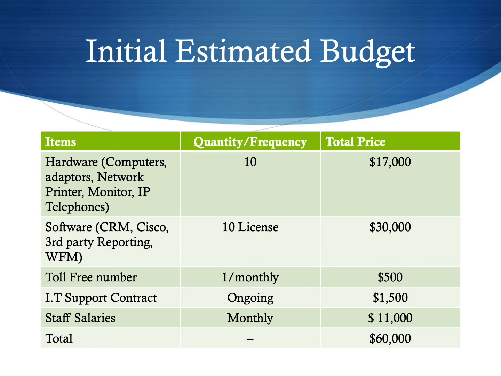Initial estimated budget. Let's itemize our list and let's start with hardware. Within hardware, we need computers, adapters, network printer, monitor, and IP telephones. Except the network printer and the monitor, the rest we need 10 each with $17,000 investment price.